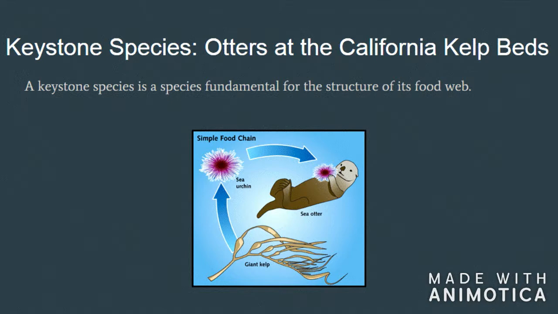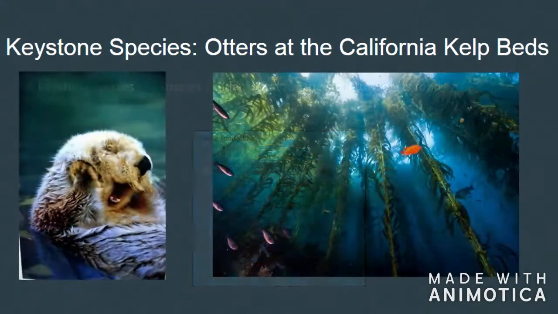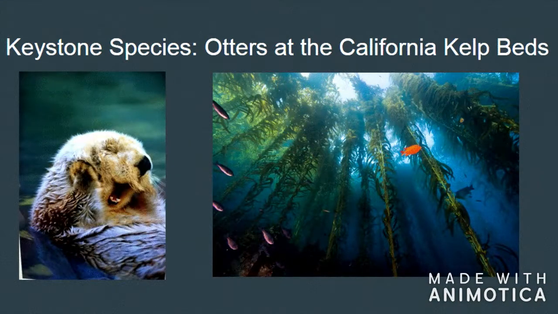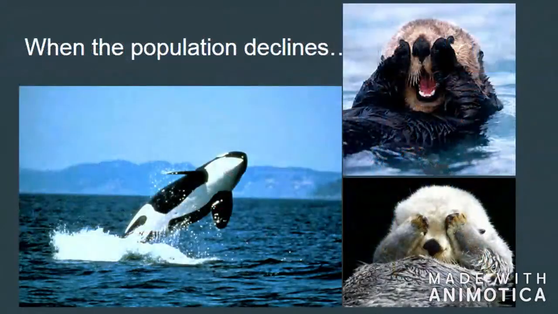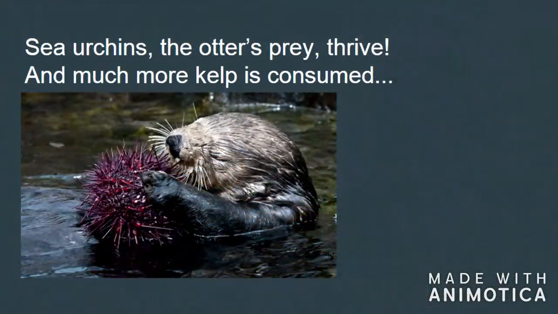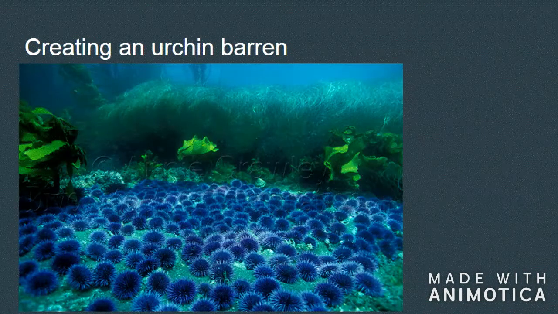Some species are more crucial to the prosperity of a food web and stability of trophic hierarchy than others. A keystone species is a fundamental species for the structure of its food web. Without it, everything would be different. Otters are an example of a keystone species in the California kelp beds. When their population declines, sea urchins, the otter's prey, thrive. When sea urchins thrive, more kelp is consumed, which creates an urchin barren. Drastic changes in the composition of the California kelp beds result from the presence or absence of otters.